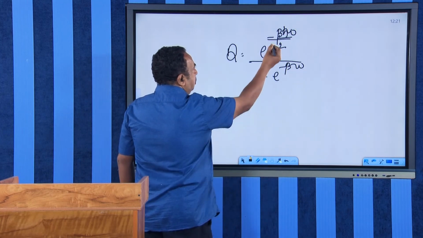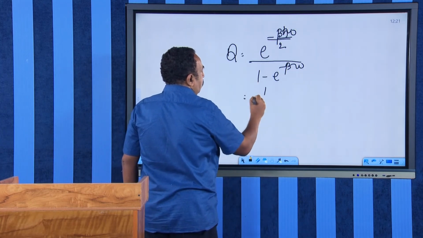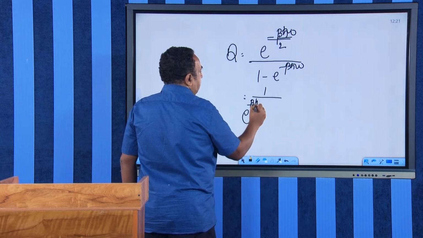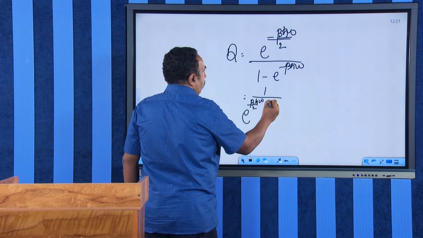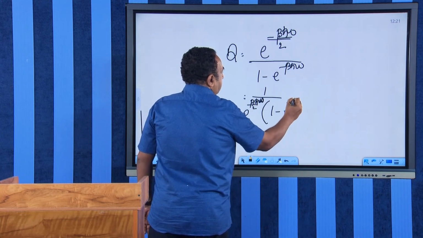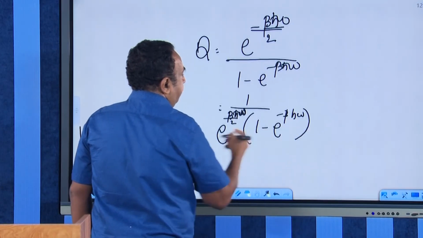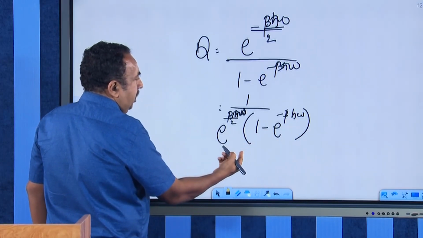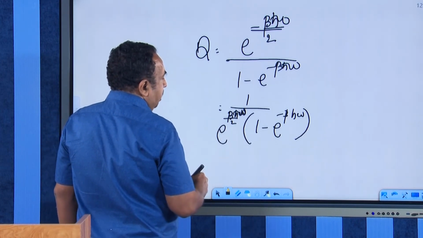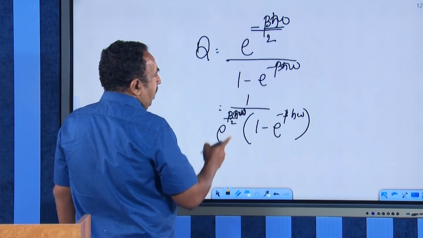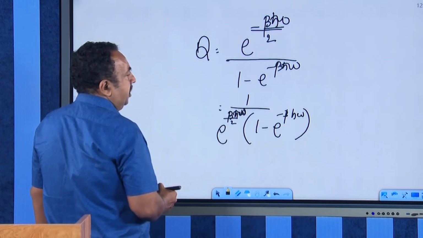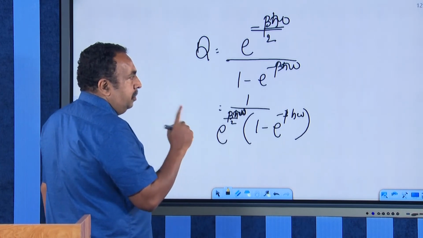I can take that e raised to minus beta h cut omega by 2 to the denominator. Therefore, this becomes e raised to plus beta h cut omega by 2, whole into 1 minus e raised to minus beta h cut omega. If I take this e raised to beta h cut omega by 2 inside the bracket, the first term becomes e raised to beta h cut omega by 2. This is half beta h cut omega, and you have minus 1 beta h cut omega there. Half minus 1 will be equal to minus half.